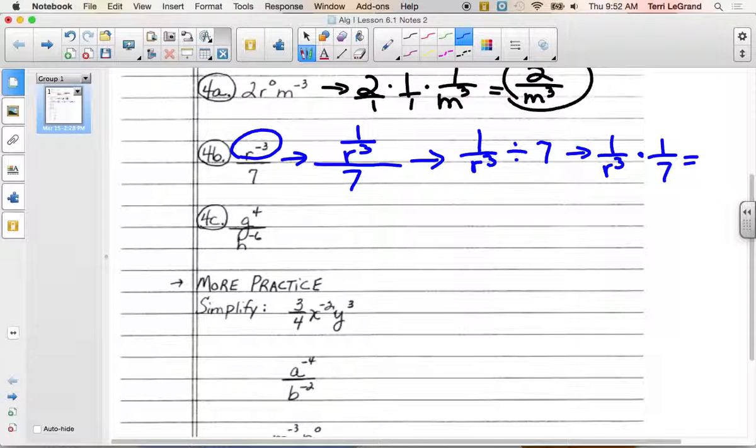And now we can multiply across. So 1 times 1, 1. R cubed times 7, 7R cubed. Yeah, we put the 7 out front and the R cubed behind it. Can that be simplified anymore? Anything else that can be divided out of that numerator, that can be divided out of that denominator, that would be useful. Okay? Again, check, did you get that answer in your own notes? Did you get 1 over 7R cubed?